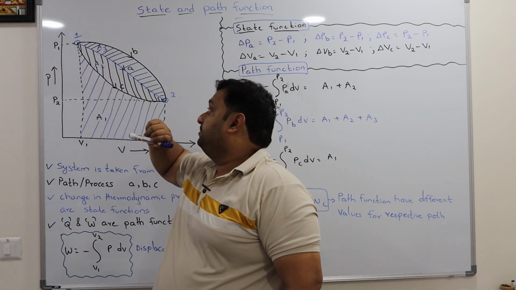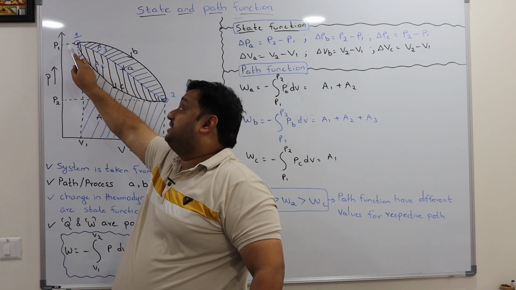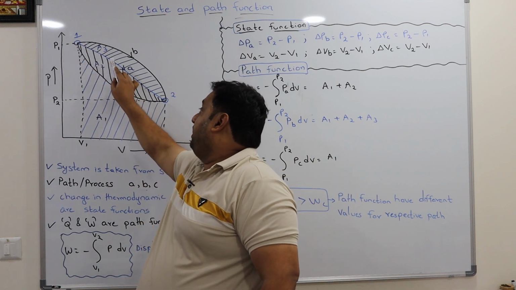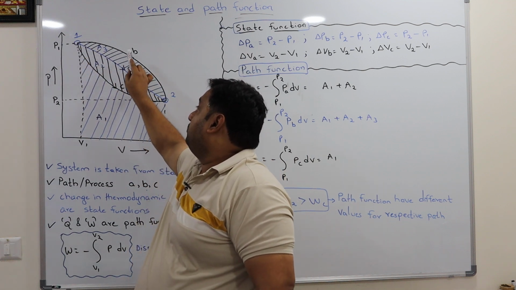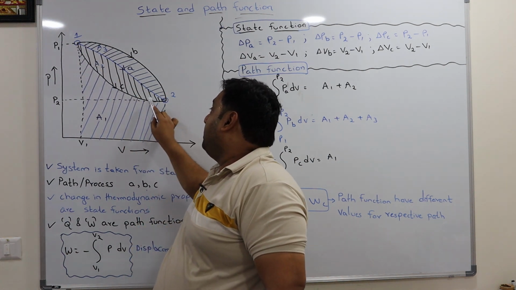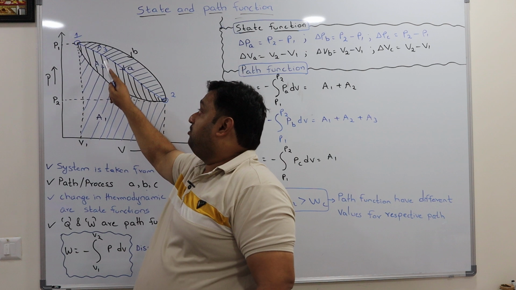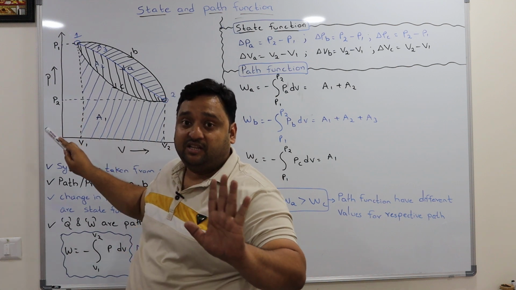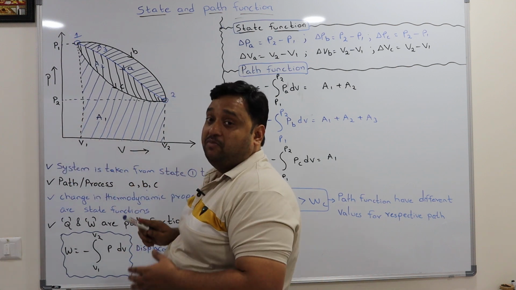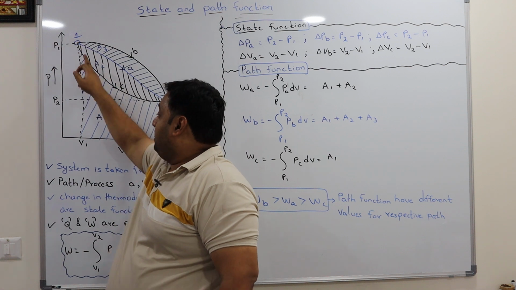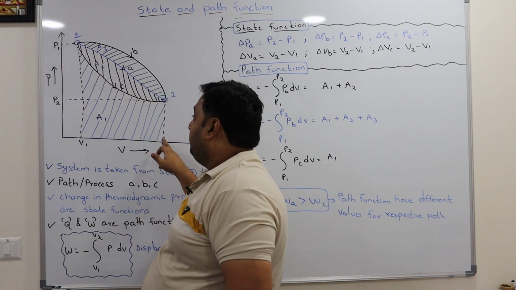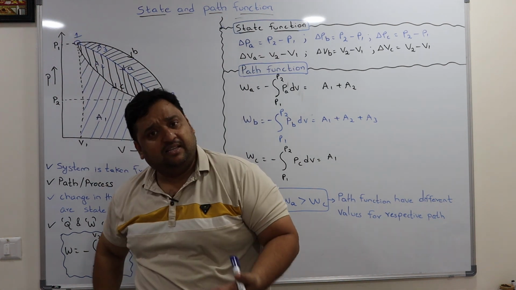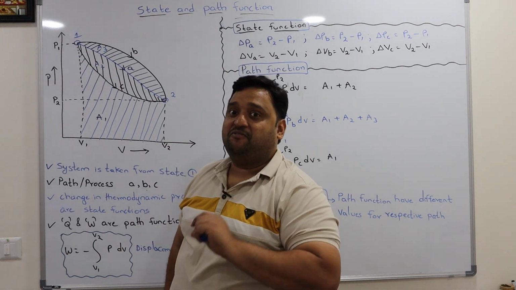You can take the system from state 1 to state 2 through any one of three paths. That is, you can take it through path A, path B, or path C. Irrespective of the path, the initial pressure and final pressure are the same, and the initial volume and final volume are the same, because here it is P1, V1, and here it is P2 and V2. So whichever path it may be, P2 minus P1 or V2 minus V1 are the same. So these are typical state functions.